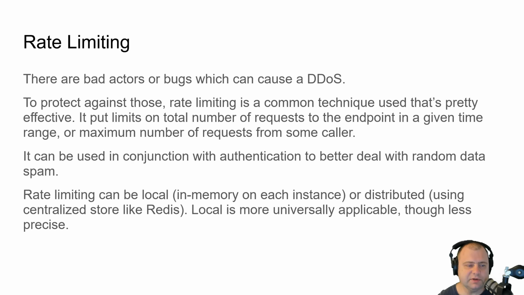Let's talk about rate limiting. There are bad actors, or bugs in a web browser, which can cause DDoS. Don't underestimate bugs, by the way. Sometimes your own application may DDoS you when you didn't put a stop on some reloads. That's why it's always a good idea to have a common framework which limits the maximum number of reloads of some information. To protect against those, rate limiting is a common technique.